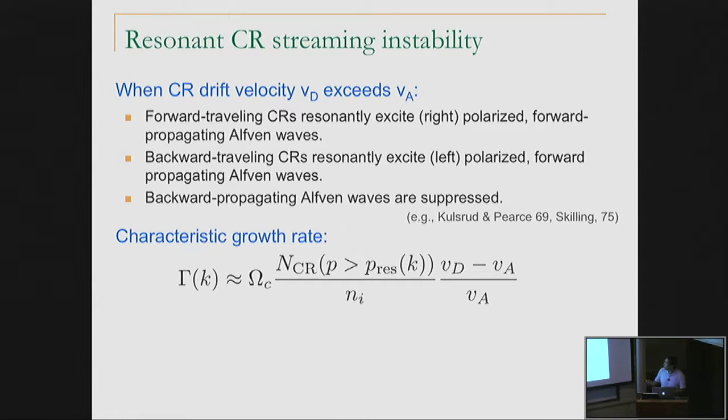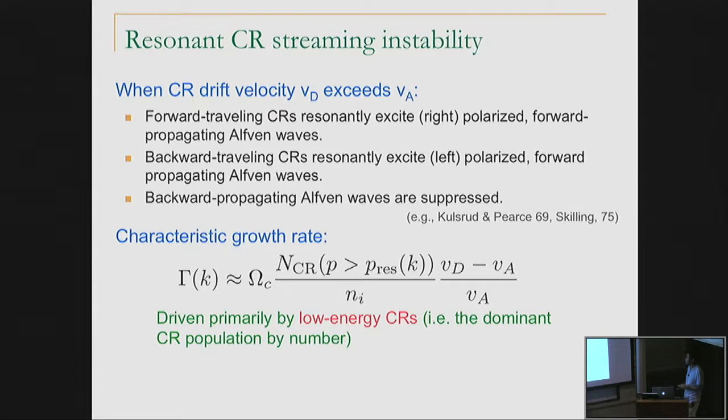And the growth rate of this instability is relatively straightforward to find. This growth rate scales as the gyro frequency, or the cyclotron frequency, of the cosmic rays, times the ratio of the cosmic ray number density that is in resonance over the number density of the background plasma, times how much faster than the Alfvén wave you are. And because of this factor, you can see that what's mostly responsible for this instability is the low energy cosmic rays, because they are the most abundant population of cosmic rays.